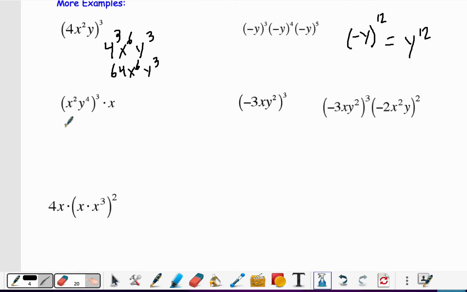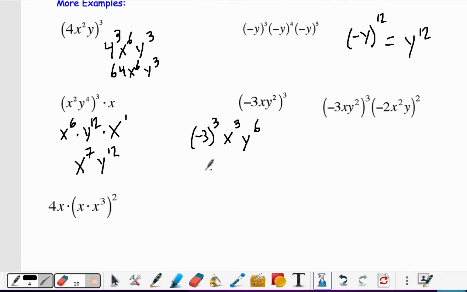Here you got two different parts. You would have x to the 6th times y to the 12th times x. Then we'll combine. That's just x to the 1st. So you would have x to the 7th, y to the 12th. In here, you're going to bring that 3 in everywhere. So that's negative 3 cubed x cubed y to the 6th. That would be a negative 27 x cubed y to the 6th.